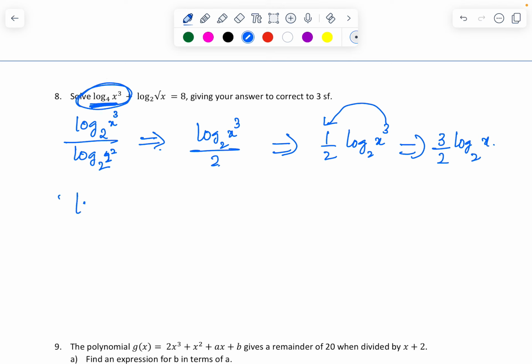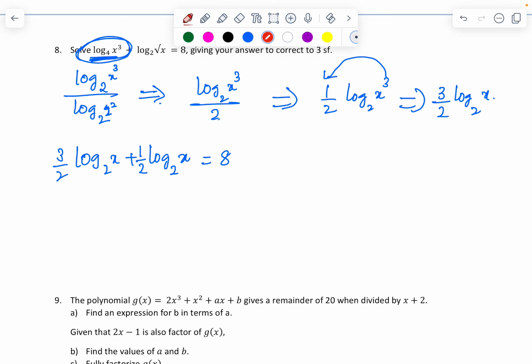So 3 over 2 log base 2 of x plus log base 2 of x to the power of 1 over 2. Again using the power law, I will write the 1 over 2 in front, equal to 8. This is also log base 2 and this is also log base 2. Now I can add 3 over 2 and 1 over 2. 3 over 2 plus 1 over 2 gives me a 2. So 2 log base 2 of x is equal to 8.